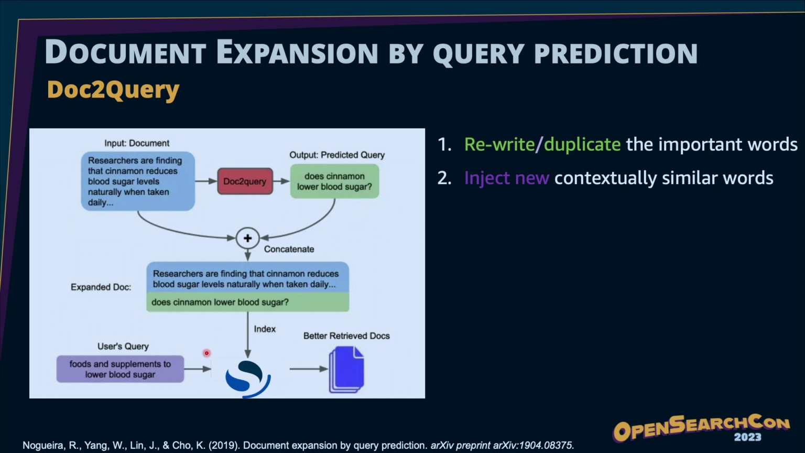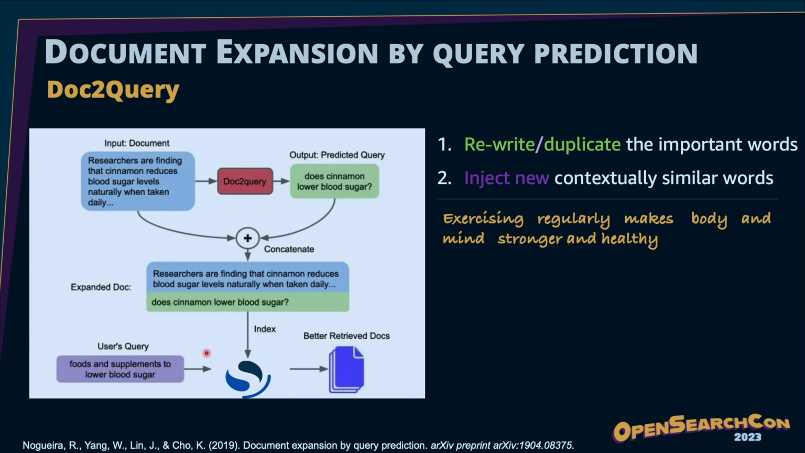Okay, so two important things happen here by Doc2Query. First thing is rewriting your existing words, which we just covered with an example, doing a different format of the same word. Number two is duplicating. So, what's the importance of duplicating the same word again and again by this Doc2Query?